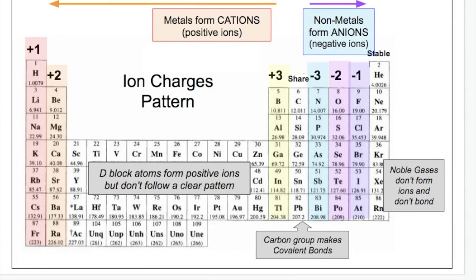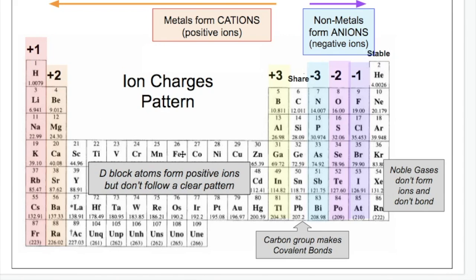In the last lesson, you learned that atoms will gain or lose electrons in order to become stable, and when they do that, they become an ion with a charge. And this periodic table shows us the pattern that's formed because of the dot diagrams, or the valence electron pattern, that atoms have. So all of the atoms in group 1 will form a +1 ion, group 2 +2.